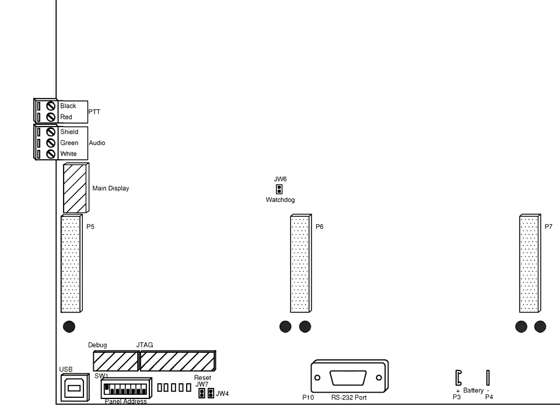Directly above the dip switches and troubleshooting LEDs, you will see the debug and JTAG connectors. These are strictly for factory use and should not be used. Moving up from there, you will see 3 ribbon cable connectors, P5, P6, and P7.